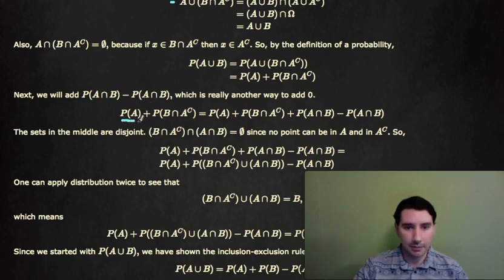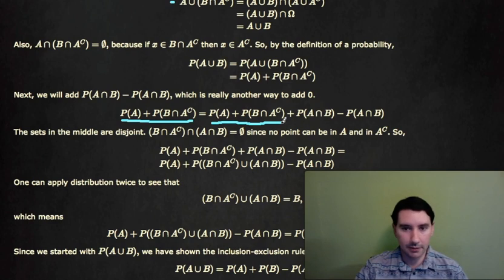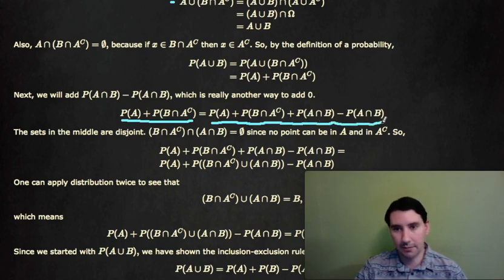And this would say the probability of A plus the probability of B intersect A complement is the probability of A plus the probability of B intersect A complement plus P of A intersect B minus P of A intersect B. Keeping in mind that these two things really just cancel. So it's just saying it's equal to itself.